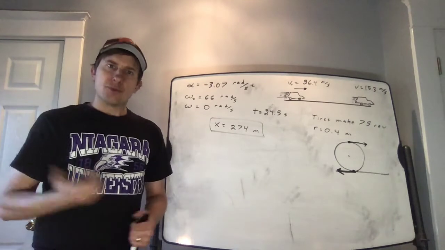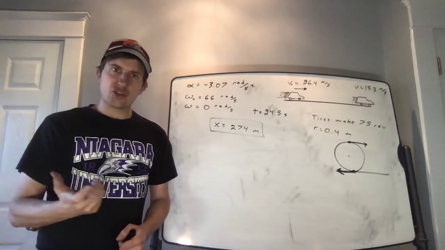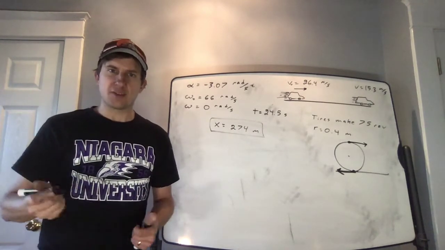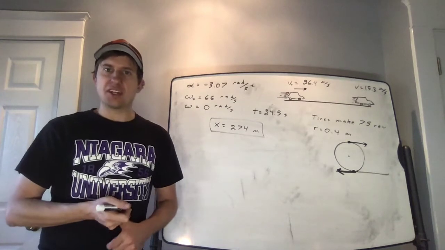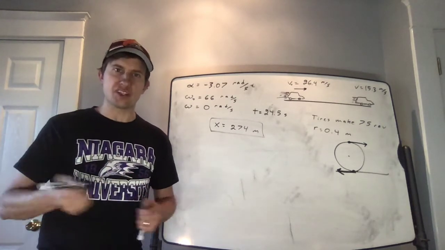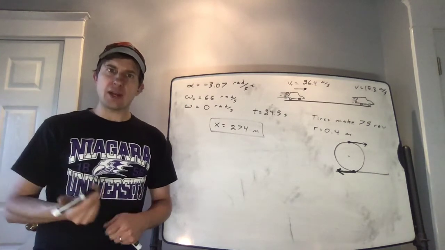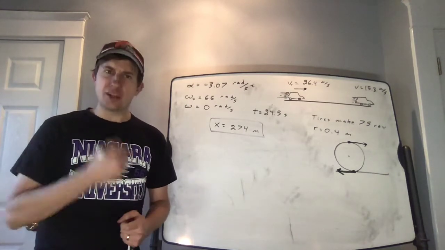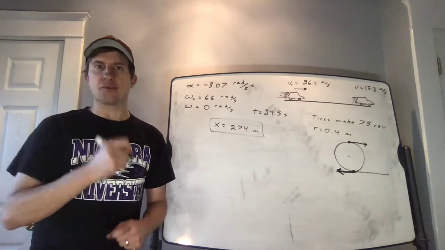At this point, we are completely done with the problem. We have answered everything the author is asking us to find. We found in part C that the car will come to a complete stop after it has traveled 274 meters. However, as an instructive example, see if you could solve part C in a different way.